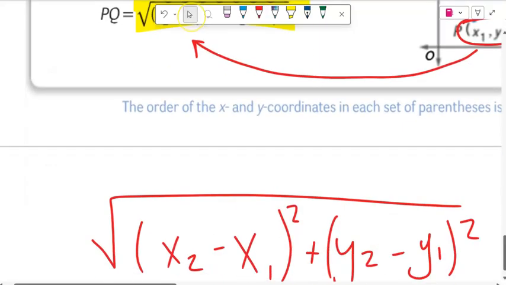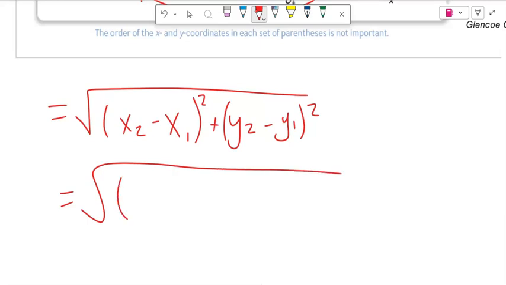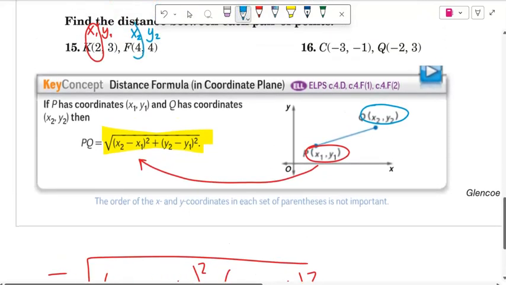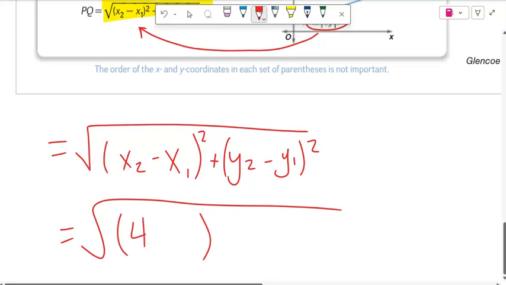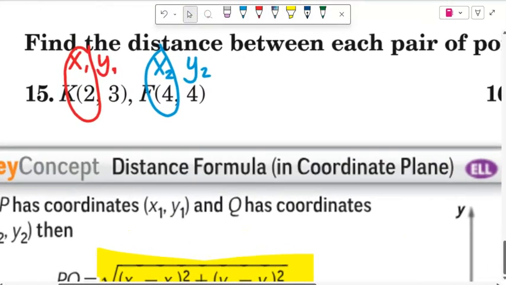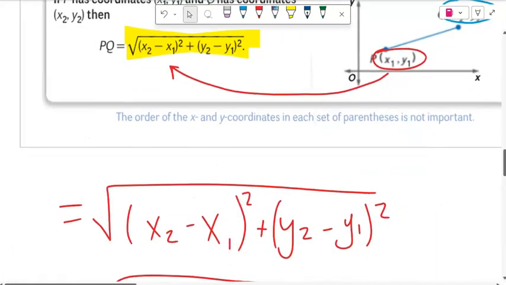So now I'm going to write another really long square root symbol and start filling in my values in the parentheses. x2 is 4. So in my parentheses, it's going to be x2 minus x1, 4 minus 2, squared, plus y2, which again I get from the coordinates I just labeled. y2 is 4 minus y1, which is 3. And I fill that in.